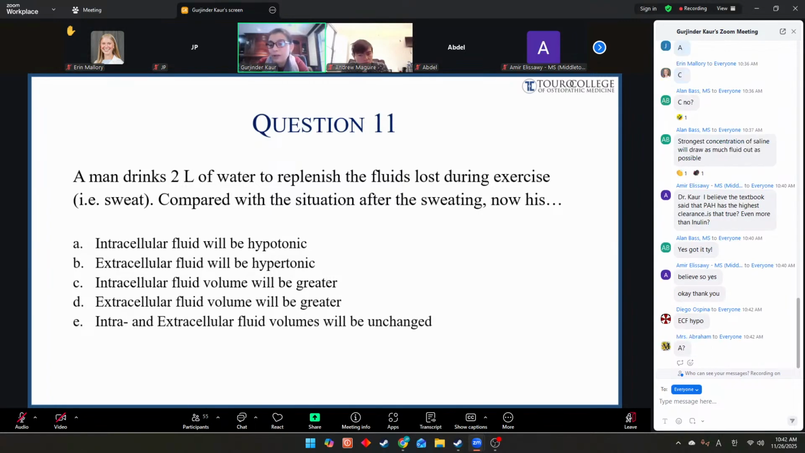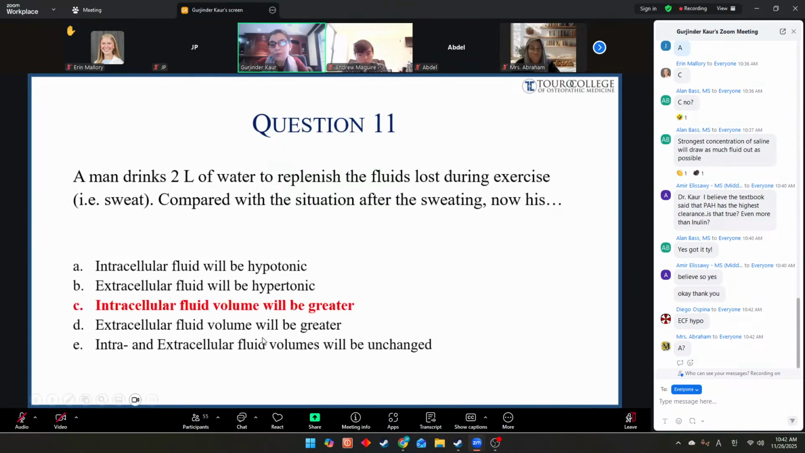Okay, Erin, please go ahead. Would it be C? Because when you're sweating, you would increase your osmolarity in the ECF, so water would move that way first. Then when you drink lots of water, you're making it less concentrated in the ECF. So now it's hypoosmolar in the ECF, and water will want to move into the ICF. Beautiful. Very good explanation.